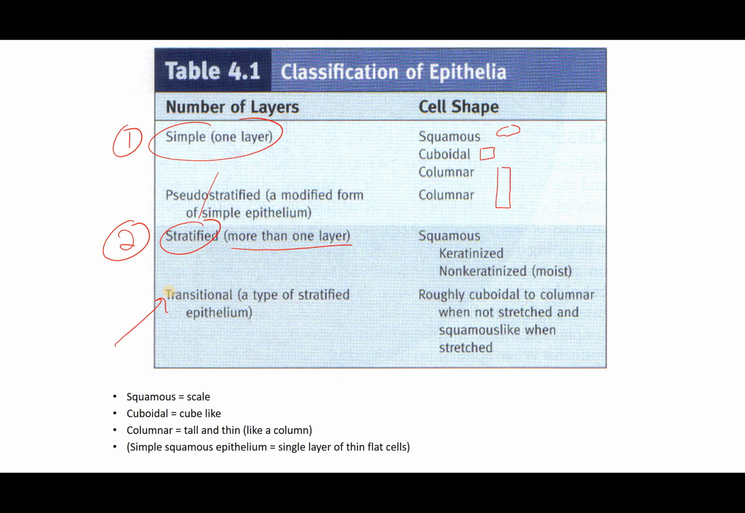Once you find out the number of layers, then you have to look at the shape. So, for an example, if you're looking at something that looks like a fish scale and it's only one cell layer thin, then you would say simple squamous epithelial tissue. Let's say you were looking at something that had many layers and was shaped like a cube. Then you would say stratified cuboidal epithelial tissue.